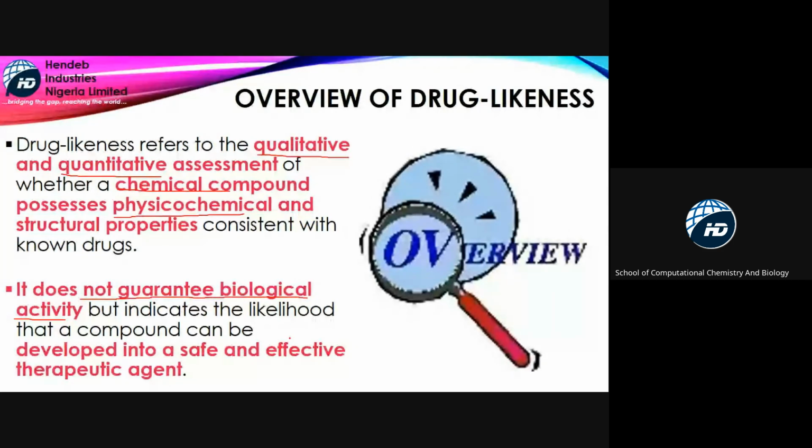So here, it is not telling you that the compound is effective against malaria or is effective as anti-cancer. No. But our concern is, if at all this compound will be effective, can it be developed into a safe and effective drug? That is what we are looking at. So can these compounds in my plant, can I formulate them into a drug? That is the whole overview of the drug likeness model.